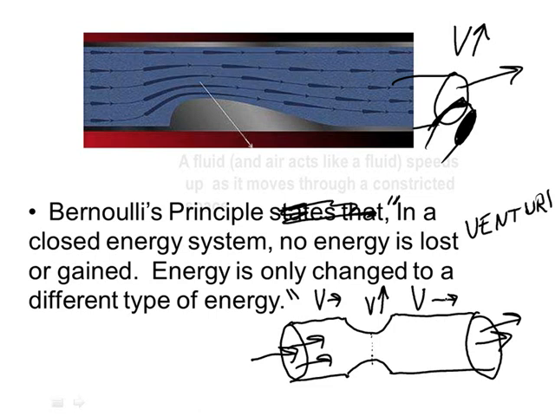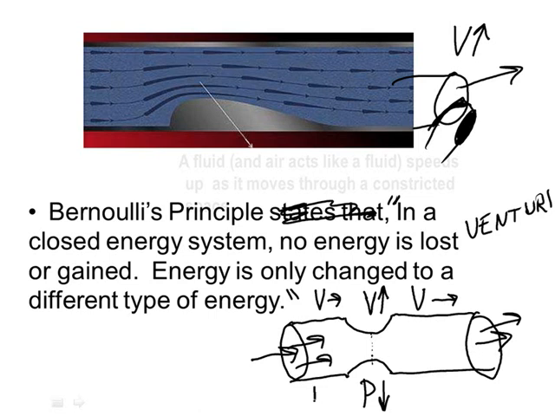Bernoulli's says that if this is a closed energy system, no energy is getting in, no extra energy is getting out, the energy doesn't disappear, it just changes into a different kind of energy. Well, what's going on here? We have energy due to velocity right here. That means we have to take energy out of this air in some other form, and that's in the form of pressure. The pressure goes down.